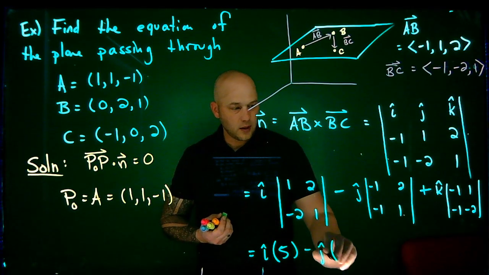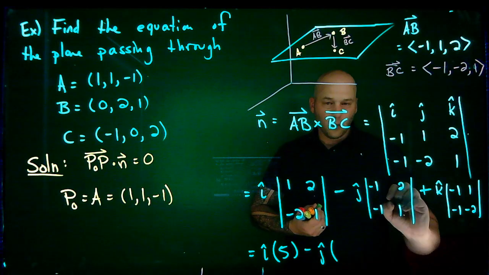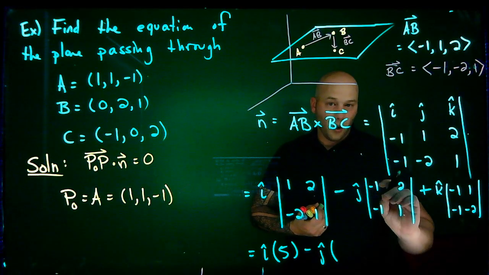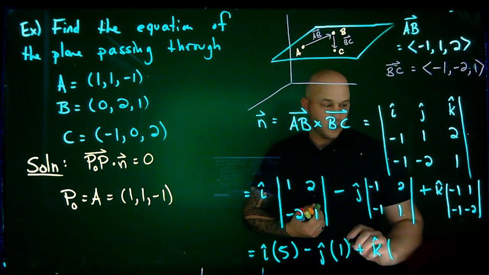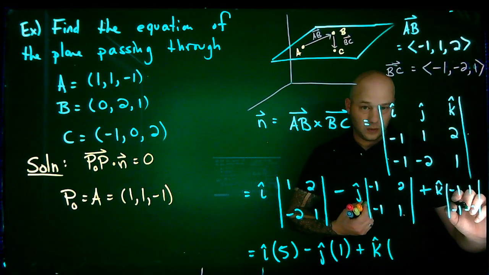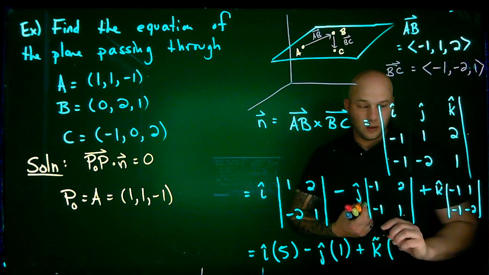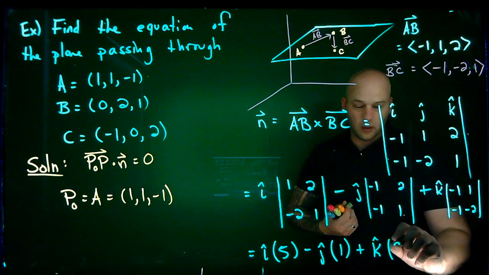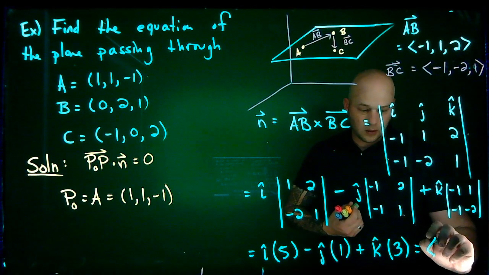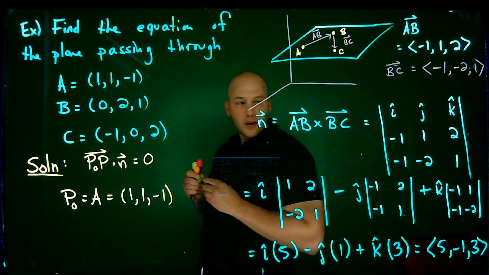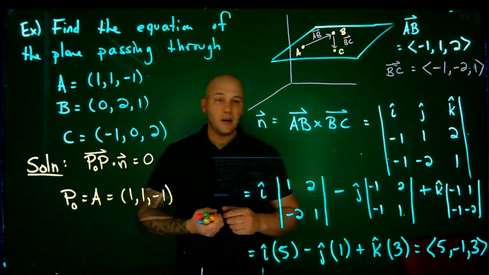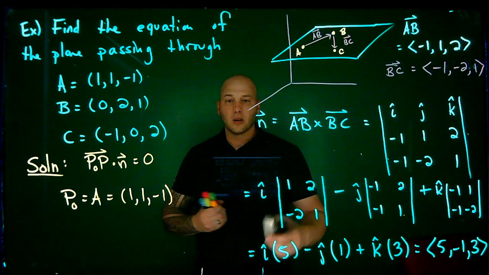Minus j times main diagonal would be -1. Off diagonal would be -2. So I have -1 plus 2, which would be 1, plus k times main diagonal will be +2 minus -1. 2 minus -1 would be 3, and that has components 5, -1, and 3. Therefore, that vector right there, 5, -1, 3, is orthogonal to the plane, and again, is my normal vector n.